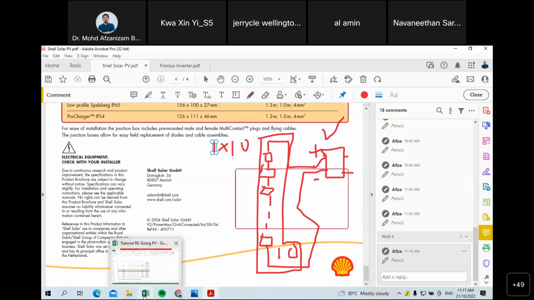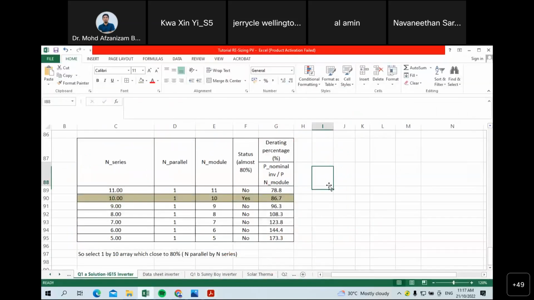Okay? Any question, guys? I have a question. Sure, Amanda? Why don't we use other numbers of modules, like 5? More than 100%.